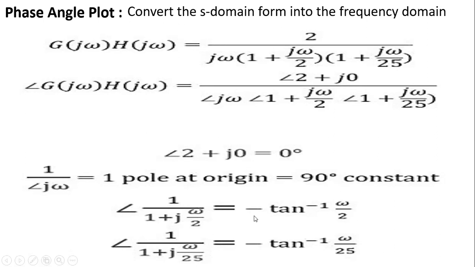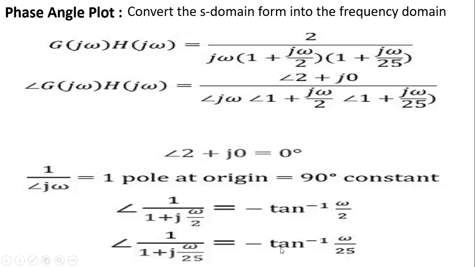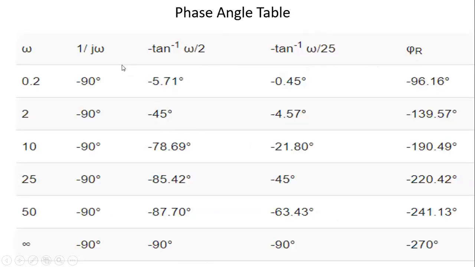For different values, we have to draw the different omega values for 1 by j omega, 1 by 1 plus j omega by 2, and 1 by 1 plus j omega by 25. So let's see this in this graph. So the phase angle table, for different values of omega, you can say omega 0.2, 2, 10, 25, 50, and infinity. We'll calculate 1 by j omega, and then minus tan inverse of omega by 2, minus tan inverse of omega by 25.